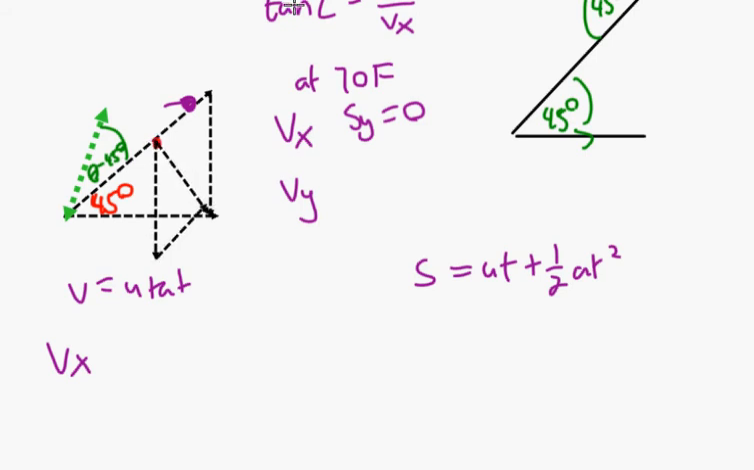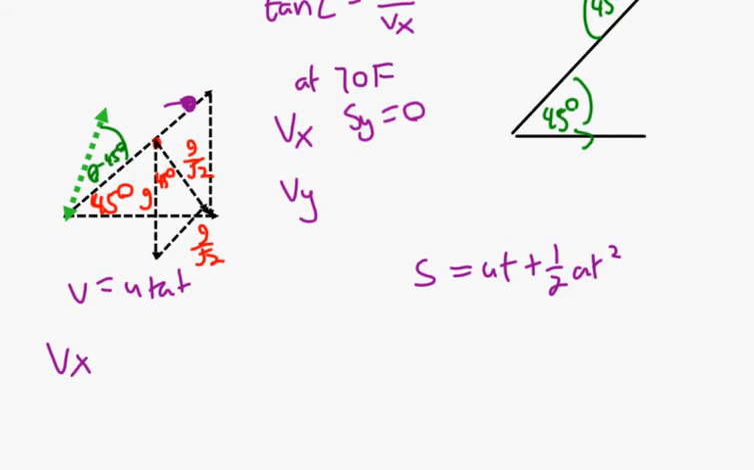Resolve it parallel and perpendicular to the plane. That's g. That's 45 degrees. That's g cos 45, which is g over root 2. That's g sine 45, which is g over root 2 as well. Let's begin.